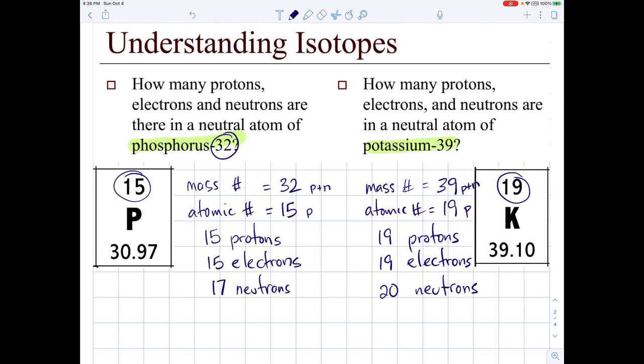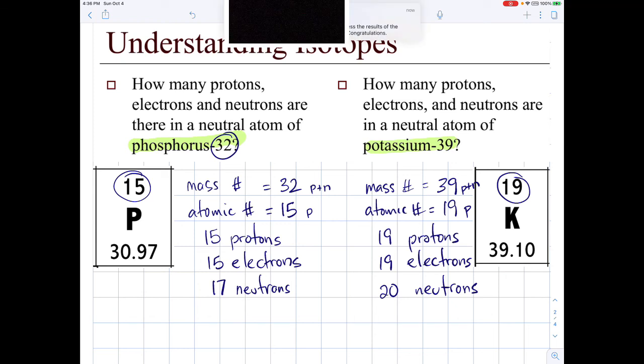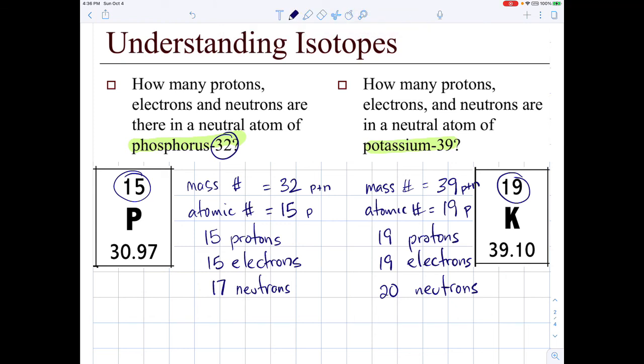All right, so that should give you enough information to jump in and try one of the assignments that are on Google Classroom. The assignment there involves filling in a table where you basically have to do what we've just done here. Tell me the mass number, the atomic number, protons, electrons, neutrons, etc. in different isotopes. So good luck, give that a try.